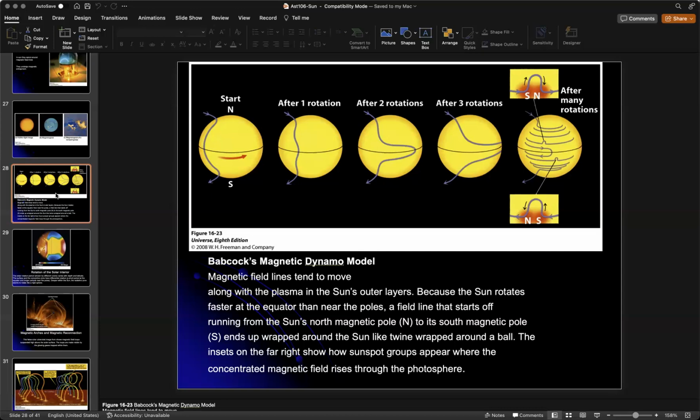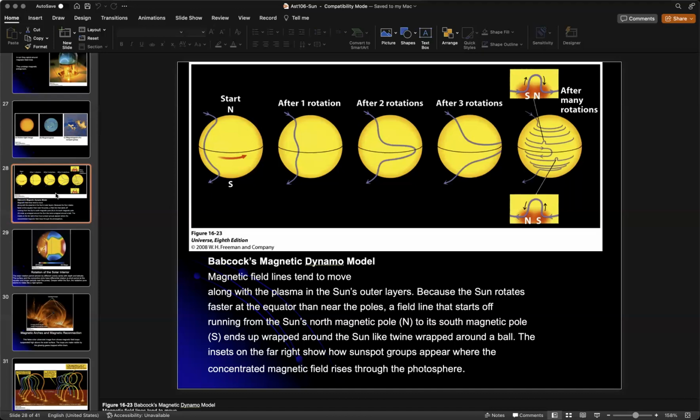As time goes on, because the equator spins faster, those magnetic field lines get distorted. After 2 rotations and after 3 rotations, they start getting wound up like a spring. And after many, many rotations, they are wound up like a spring with a lot of energy stored in them. And then they start forming these kinks with the south and the north poking out of the photosphere and going back in. Those are the regions where transport of the convection is disrupted, and we have pairs of sunspots form.